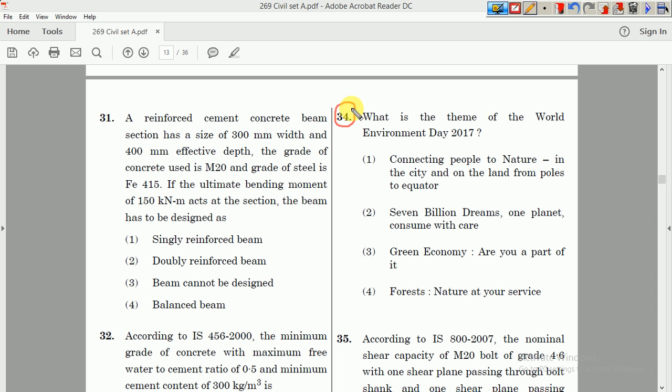Okay, what about this question? This is not a technical question. This is a current affairs question. These types of questions can be asked like this. What is the theme of the World Environment Day? So the answer is this one, connecting people to nature.